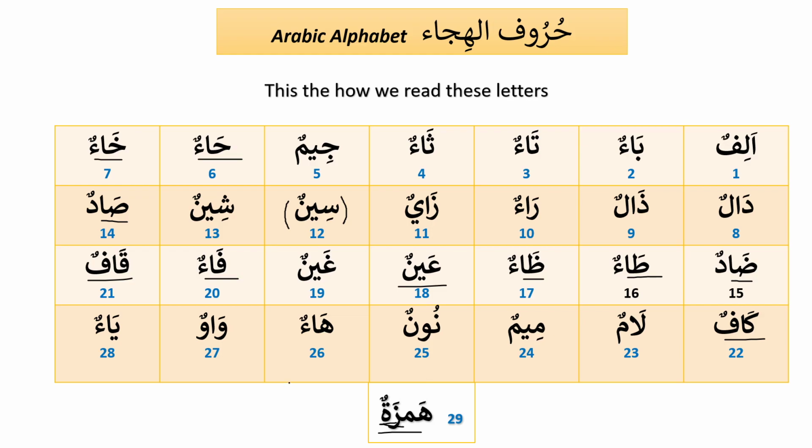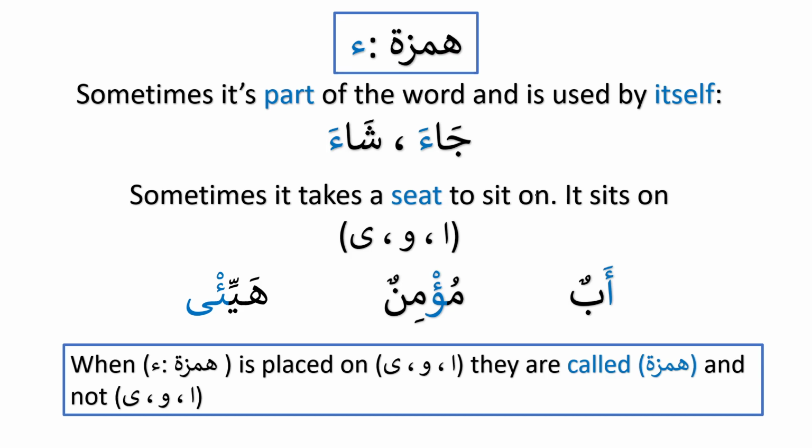Now we move on to see what basically hamza is, because we need to see how hamza works. Sometimes it's part of the word and it is used by itself. Ja'a, here it is hamza, part of the word. Sha'a, again hamza, part of the word. But we should know that hamza is very delicate, and sometimes it's naughty as well. Why do we say naughty? Because it keeps on changing from one word to the other word. Why is it delicate?